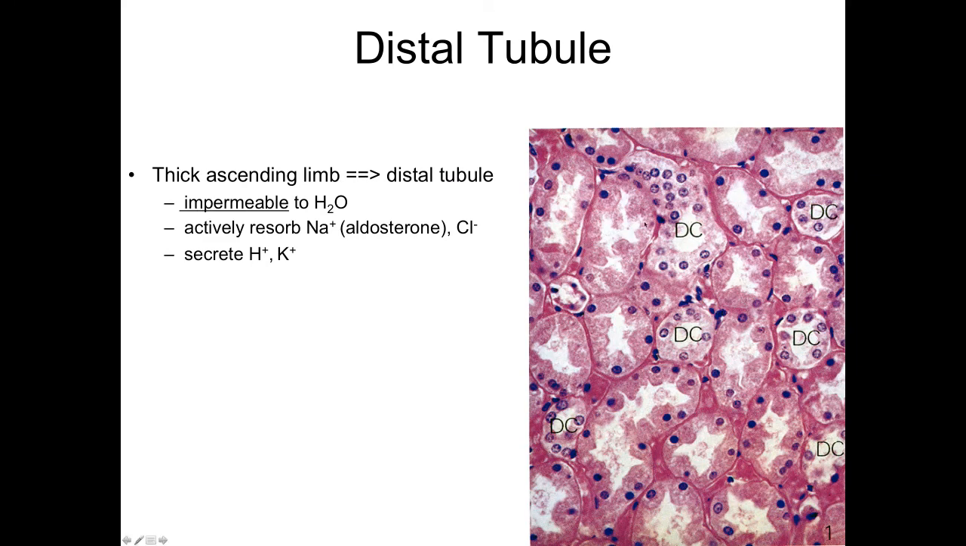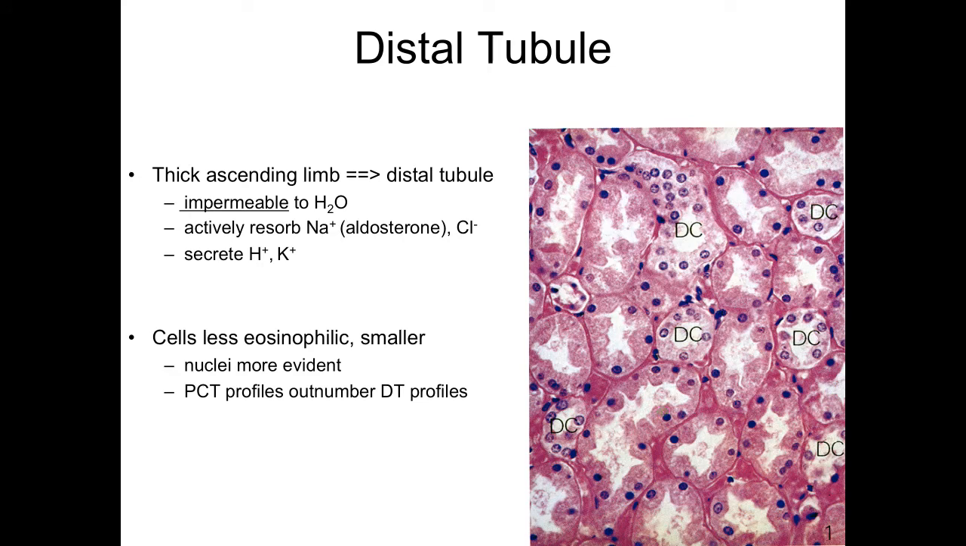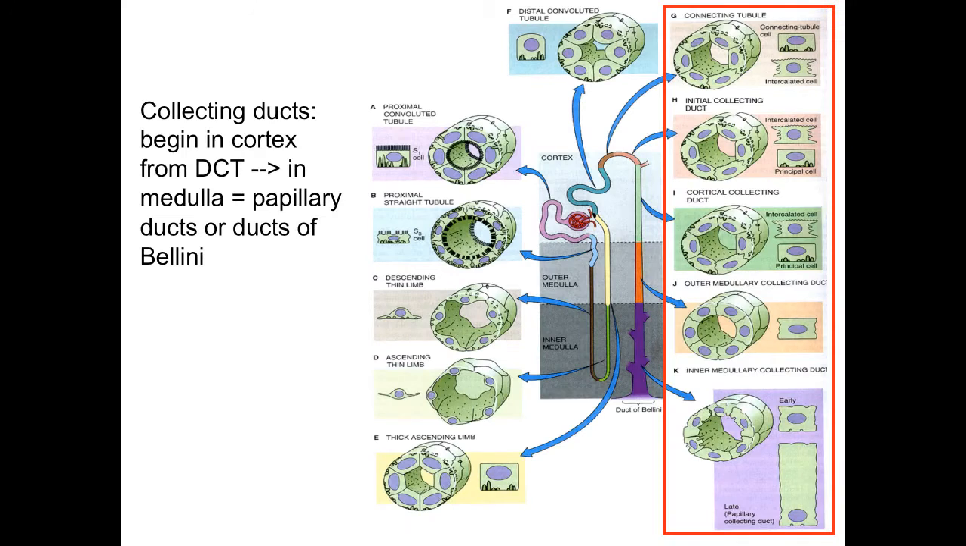This is just a histological view showing some of the distal tubule cells versus the proximal tubule cells, which are more eosinophilic. So the distal tubule cells are less eosinophilic, and they're smaller. As a result, you can note more nuclei in cross-sectional profile. And in the kidney cortex, the proximal convoluted tubule cells tend to outnumber profiles of the distal tubule, and that's because the proximal convoluted tubule is about 6 to 7 times longer than the distal convoluted tubule.